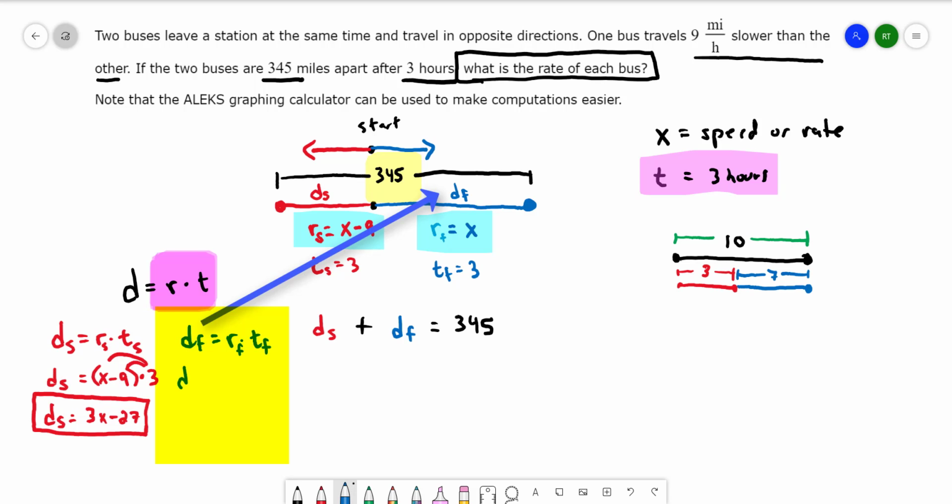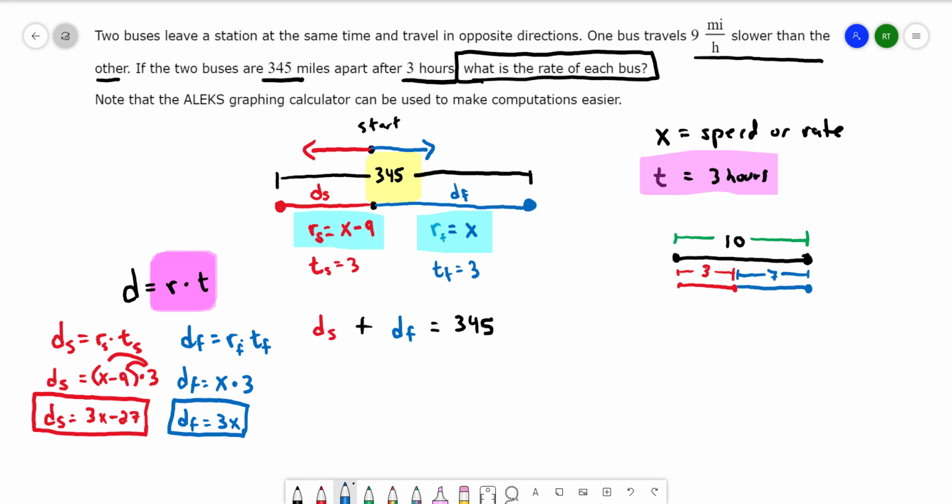The distance of the faster one we don't know. We do know the rate of the faster one is represented by x, and the time of the faster one is also 3 hours. And if I simplify this one, it would just be x times 3, which is the same as saying 3x. So now I have my two distances of the slower and the faster one, and I can go ahead and substitute this information into my equation that I wrote earlier. So d of s, which is the distance of the slower one, I could replace it with 3x minus 27 plus the distance of the faster one, which is 3x. Bring down my 345.